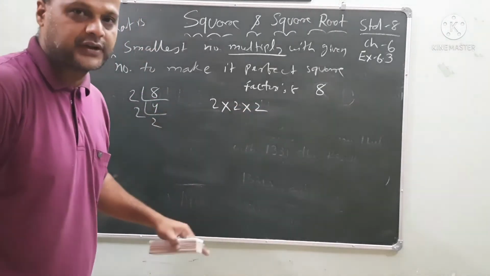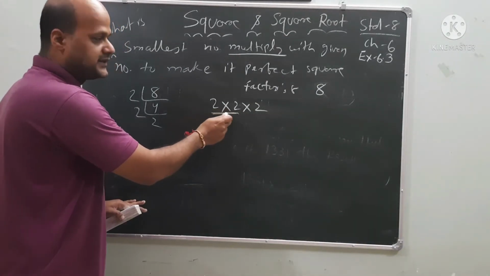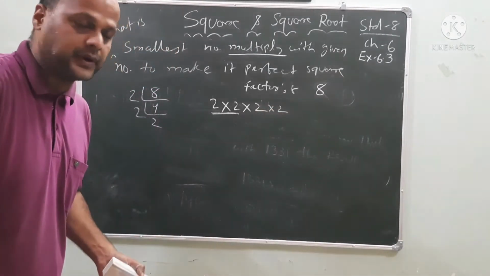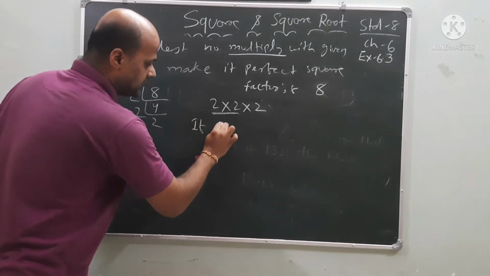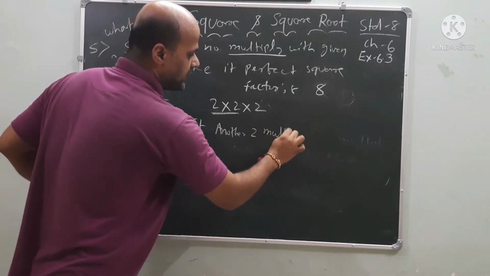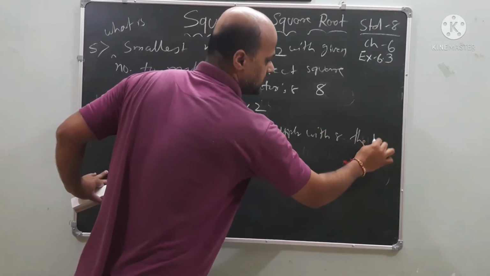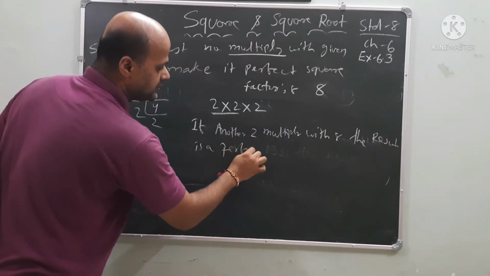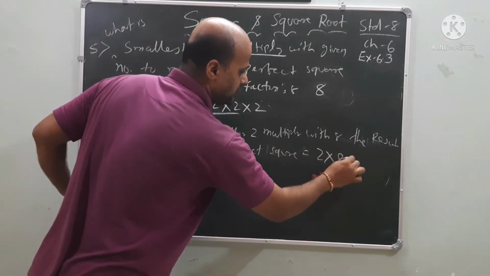To make this a perfect square, what do I have to do? You have to pair first. Here one pair is there, but the other pair is not there. So how much do you have to multiply here? Another 2 you have to multiply. If another 2 is multiplied with 8, the result is a perfect square. Yes or no?